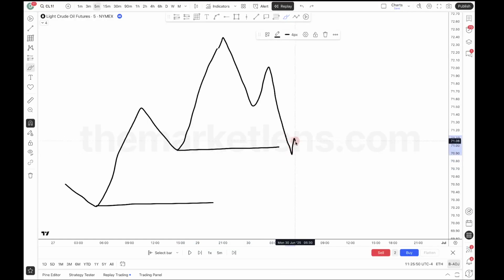But what if you consolidate like this? If you consolidate, well, then your invalidation point for reversal moves to here. It's no longer here.